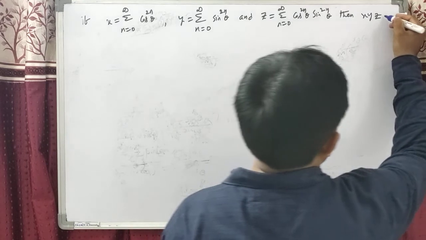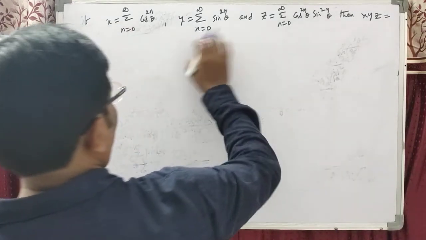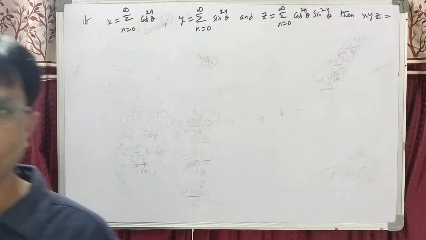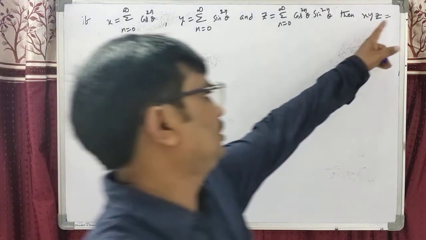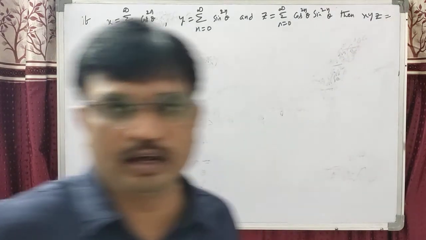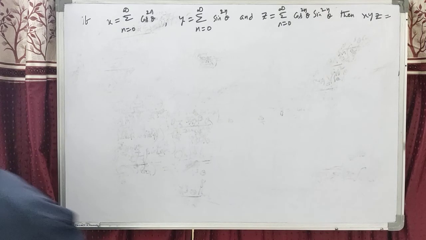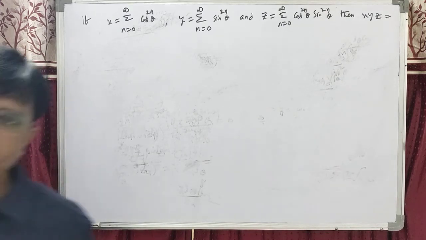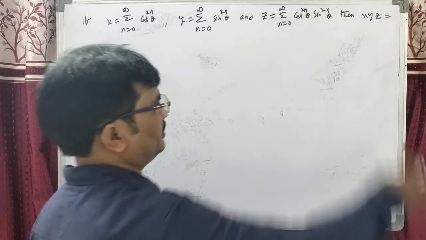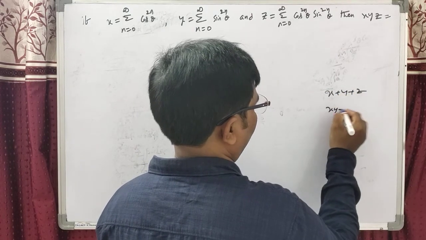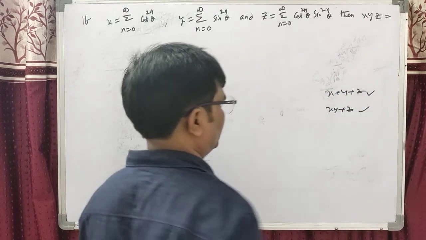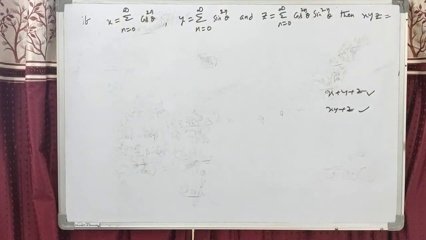Dear students, x, y and z are given, and we have to find x, y, z. In the options, x, y, z equals x plus y plus z is one of them, and another one is xy plus z. So xyz equals x plus y plus z, and xy plus z. These are correct. How to complete this one, students?